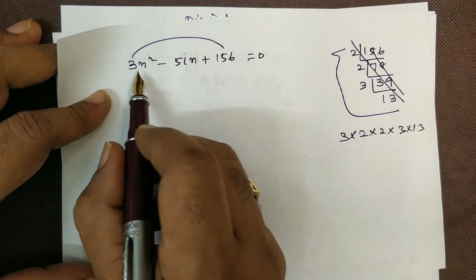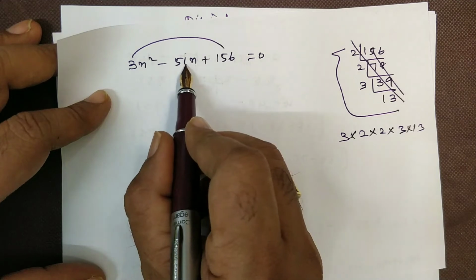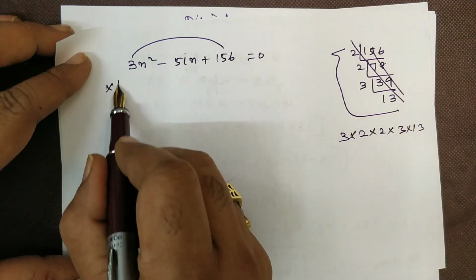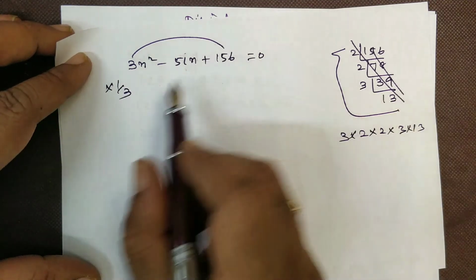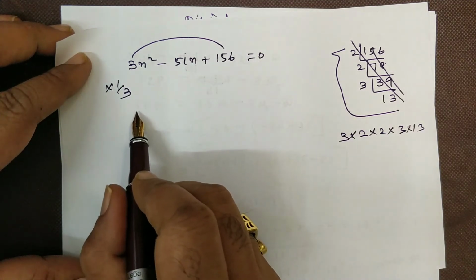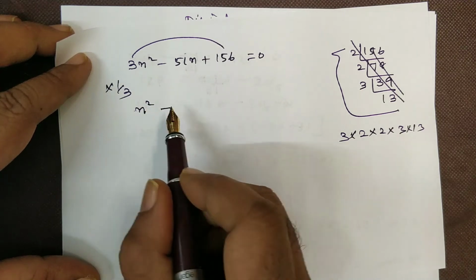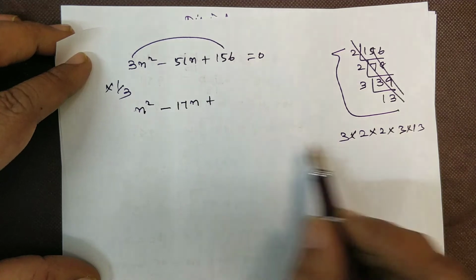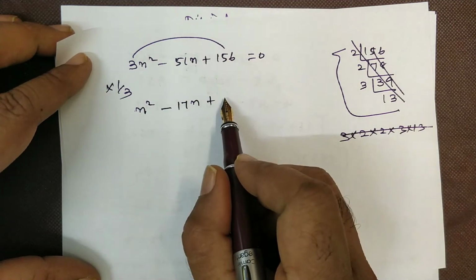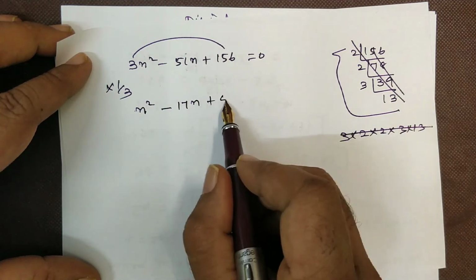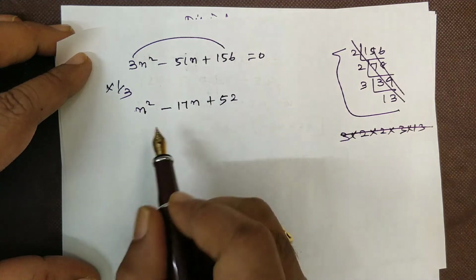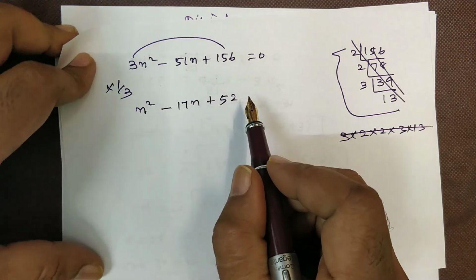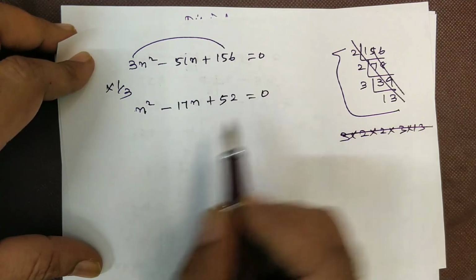Otherwise we can do one thing. We can divide, because 5 plus 1 is 6. Better you can divide by 3 also, so that we can further simplify it. Is it not? So n squared minus 17n plus, and what about this? 5 3s are 15, 2 3s are 6, okay, 52. So that is equal to 0.